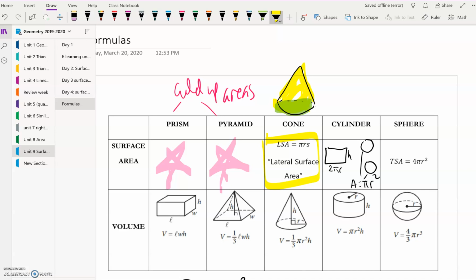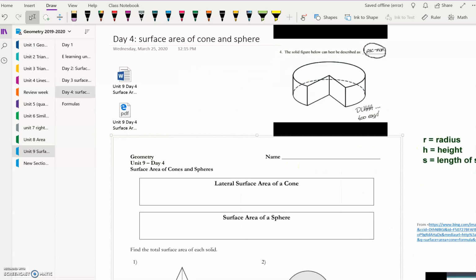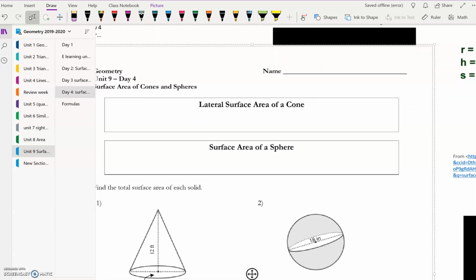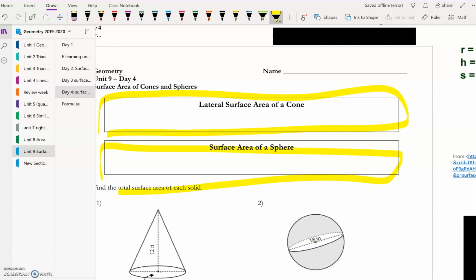We're going to talk about where that formula comes from, and I've got the formula written out on our note sheet. You've also got a spot where you have the total surface area of a sphere as well. I just wanted to point those out because they are there. You've got some space at the top of your note sheet to make a note about the total surface area of a sphere and the lateral surface area of a cone.